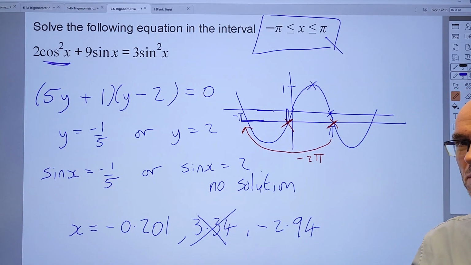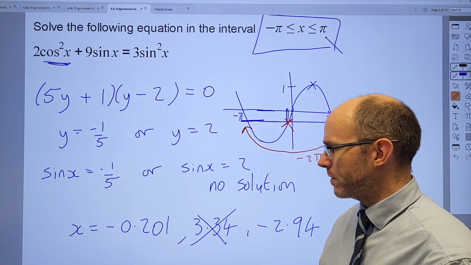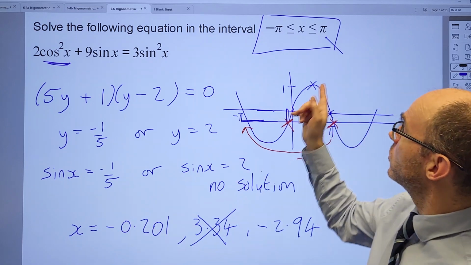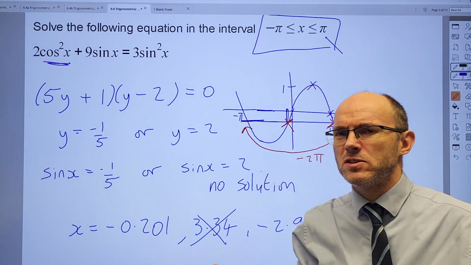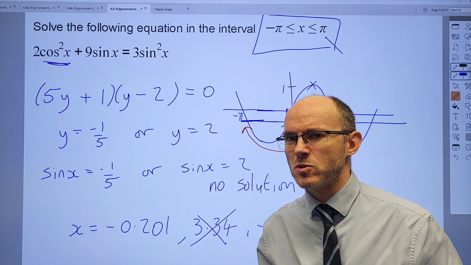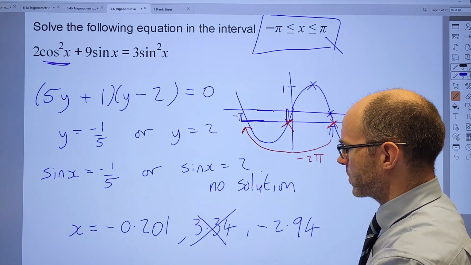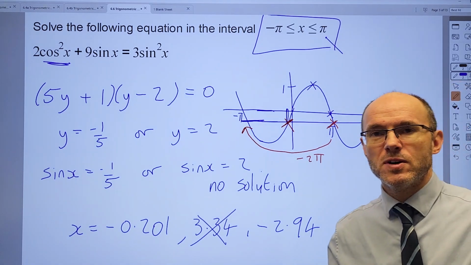My final solution, I'm going to leave like this. I'm going to cross that one out. Remember what I said? If you put answers in that are not within the required interval, you may just get marked down. I mark students down for that because part of the question should be making sure you're in the interval required.